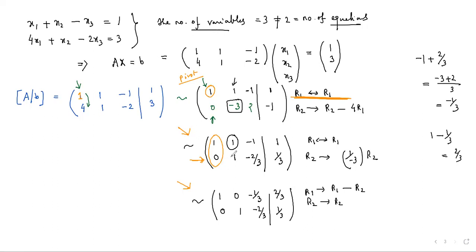So the row reduced echelon form demands that if you have a non-zero row, the first element of the non-zero row must be equal to 1. For example, in the previous case, the first row is the non-zero row, but the first element of the non-zero row has to be 1. The second row was this. The second row, the first non-zero element was -3. That is not the requirement of row reduced echelon form. The requirement is that if there is a non-zero row, the first element of the non-zero row has to be 1. So therefore, I'm making it 1 by doing this operation.